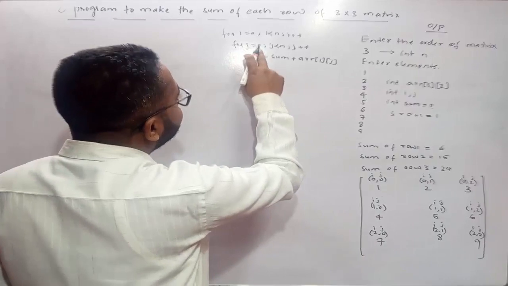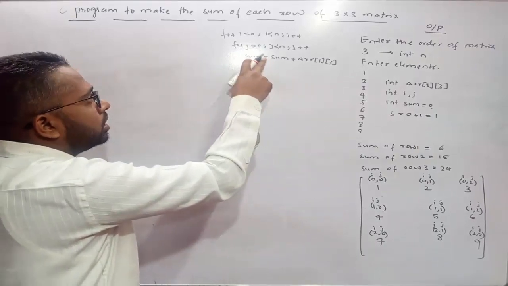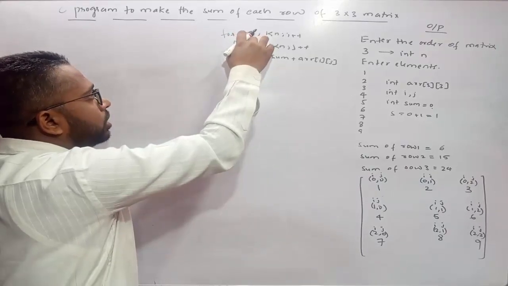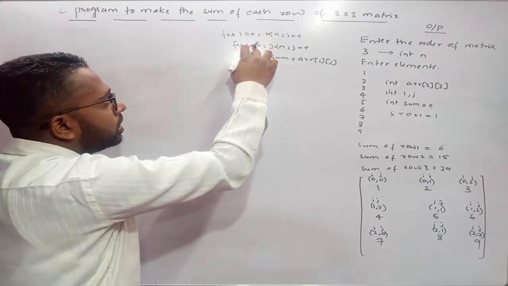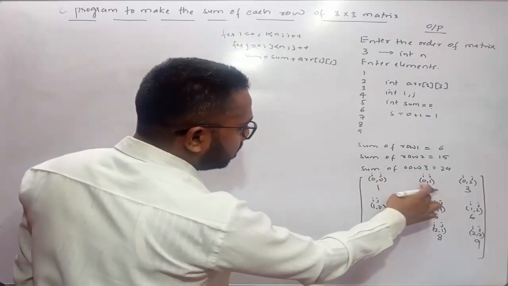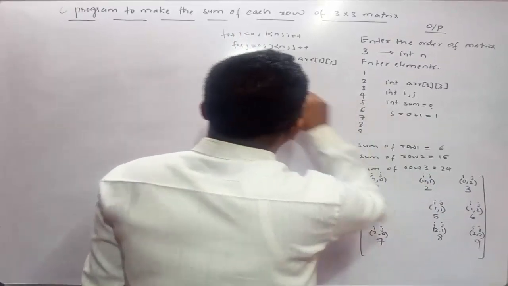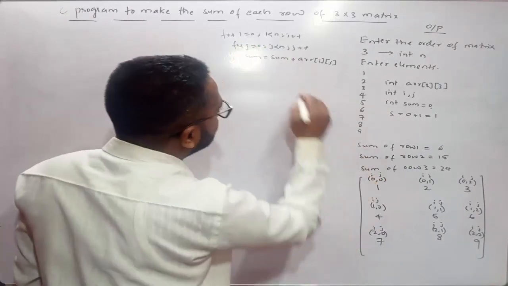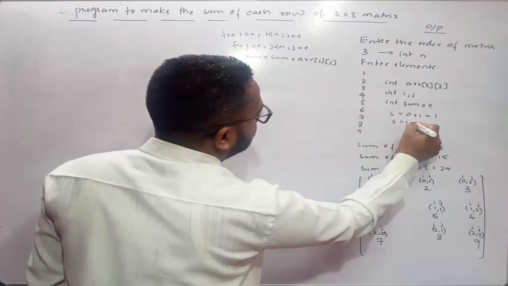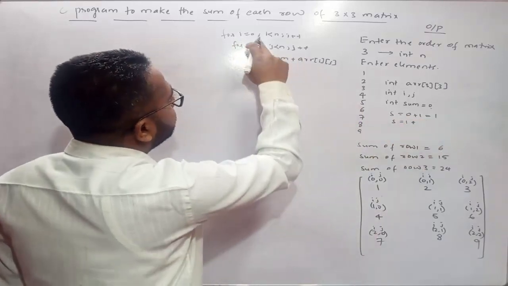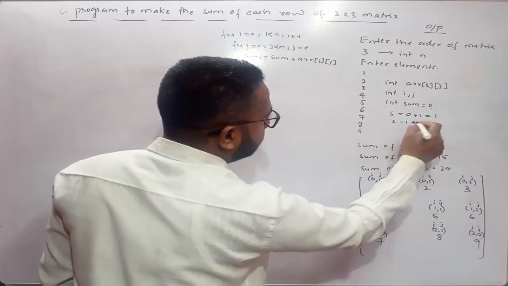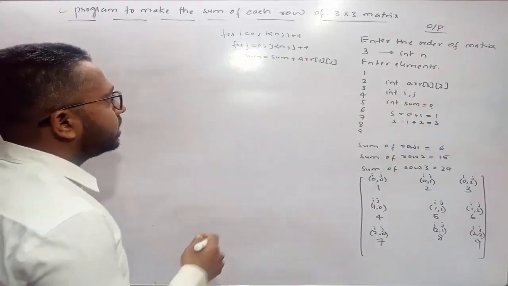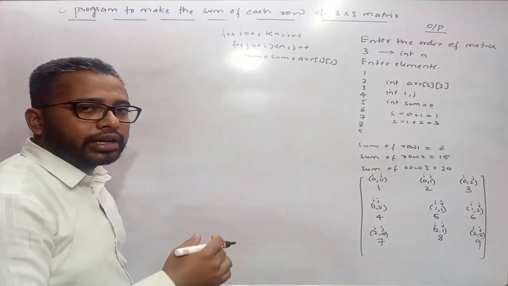Next, the j value gets incremented by 1. Now j becomes 1, and i will be 0 as it is. So for the value of i equals 0, now j becomes 1, 0 comma 1. 0 comma 1 is this item. Next, sum is 1. Sum equals 1 plus array of 0 comma 1. 0 comma 1 is this item, 2. Now I will get 3 as the sum.